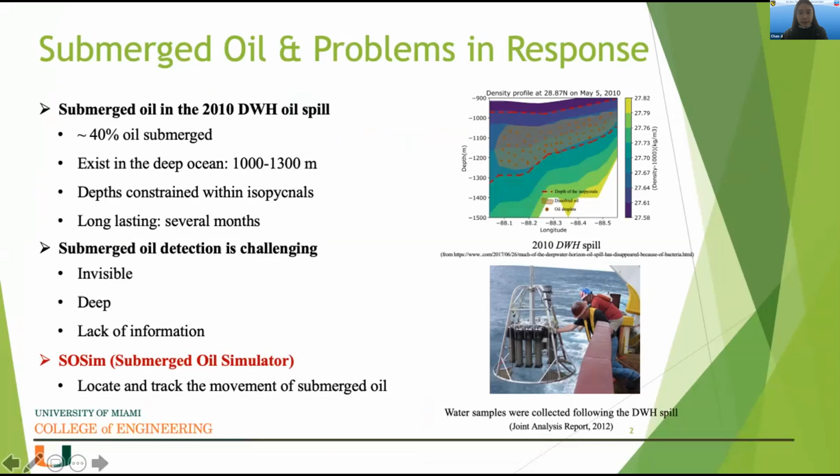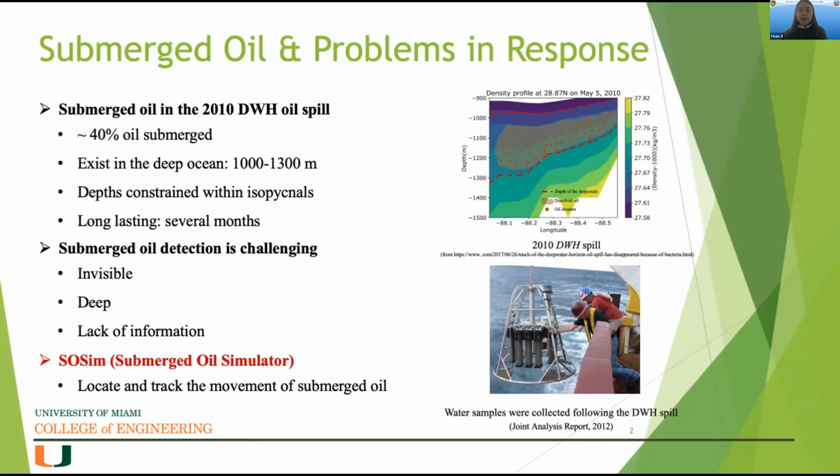Back in 2010, the Deepwater Horizon oil spill happened in the Gulf of Mexico. A blowout caused an explosion and led to the Deepwater Horizon oil drilling platform sinking. Oil was released for 3 months. In total, 5 million barrels of oil were spilled into the deep ocean, causing the largest marine oil spill event in history. In this devastating oil spill, around 40% of the oil was submerged in the water column.